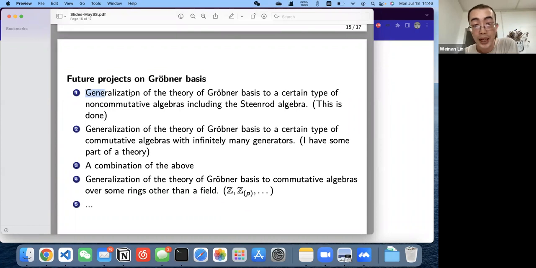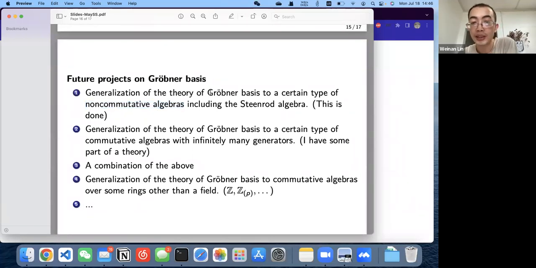I want to obtain a generalization of Gröbner basis to a certain type of non-commutative algebra. This is important because in algebraic topology, we have a lot of algebras that are not commutative, and it's very tricky to deal with them.